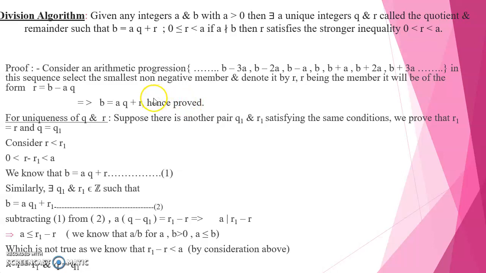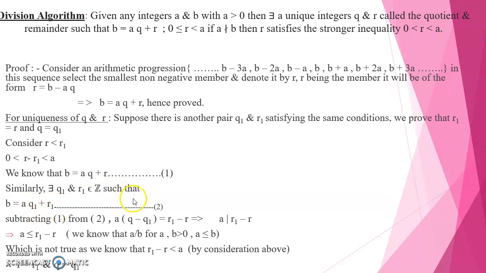Now we have to look at whether these q and r are unique numbers or not. For the uniqueness, I have considered two other numbers, q1 and r1, satisfying the same condition, and to prove that r is equal to r1 and q is equal to q1. For the sake of simplicity, I have considered r is less than r1, so that r1 minus r is greater than 0 but less than a, because of the condition of the division algorithm. We know that b is equal to aq plus r, and there exist integers q1 and r1 such that b is equal to aq1 plus r1.